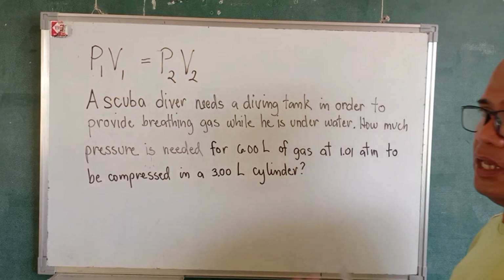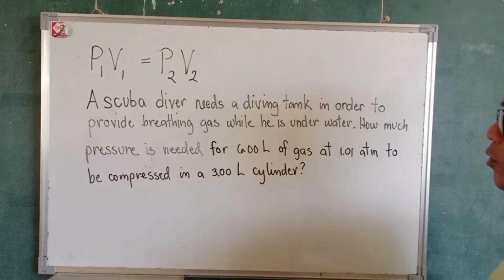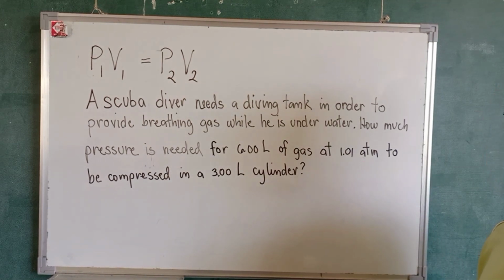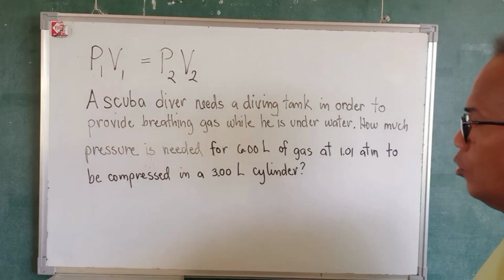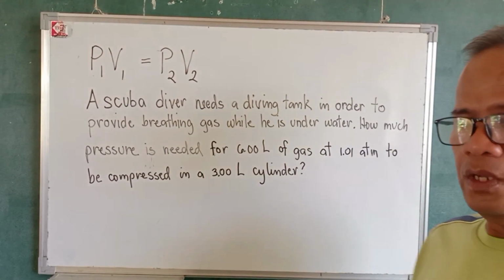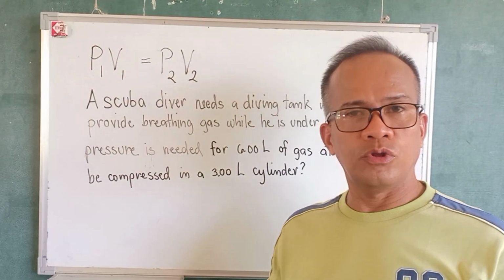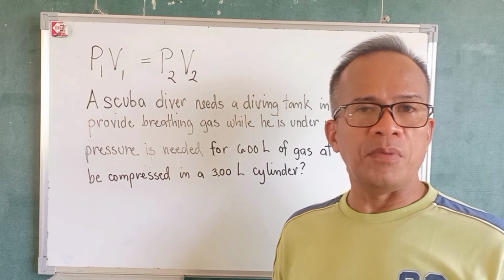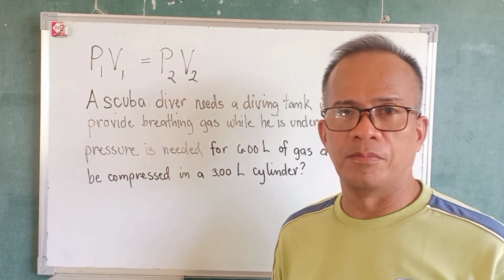Now, what do we have here? We have 6 liters, and that is volume. And 1.01 atm, that is pressure. And another one, we have another volume here, which is 3.00 liters. We are going to prove this using mathematical computation to show the relationship between P, which is pressure, and V, which is volume.